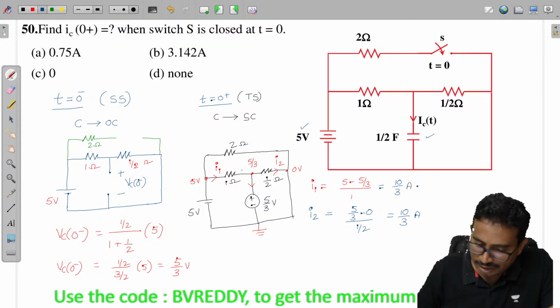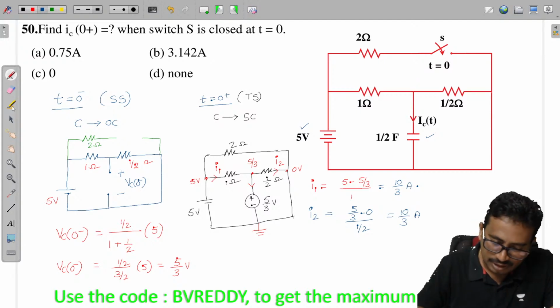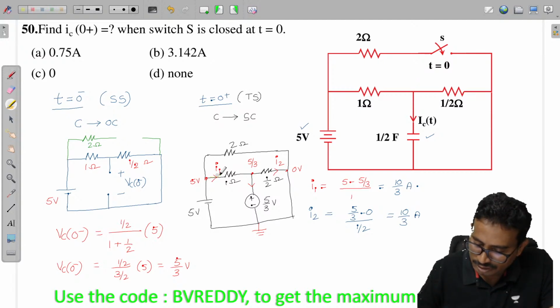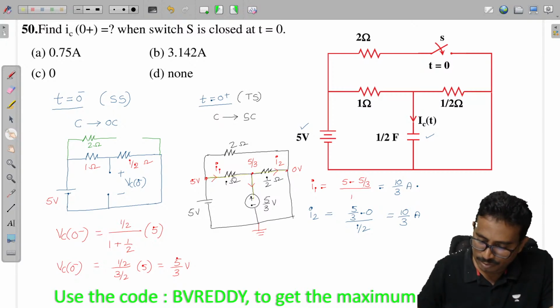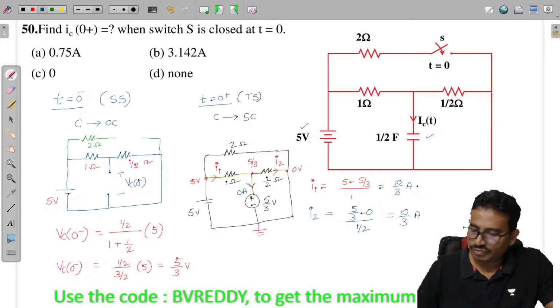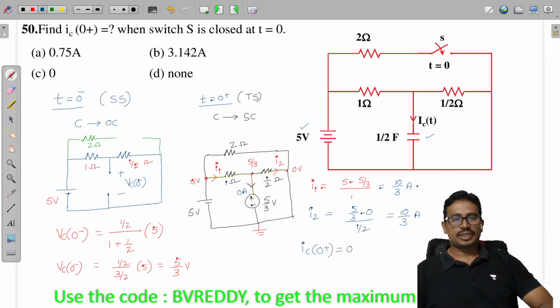Now you tell me now here, 10 by 3 current is entering, and 10 by 3 current is leaving. How much is this current, you tell me? 10 by 3 is entering and 10 by 3 is leaving. So then what about the current in this path? What about the current in this path, you tell me here? So this path current will become 0. From this what we can say now here? So that is IC of 0 plus. How much is this value? 0. Check it, all of you.